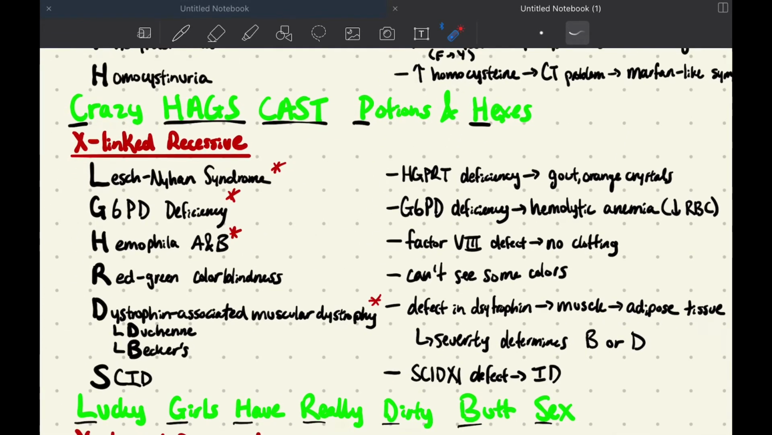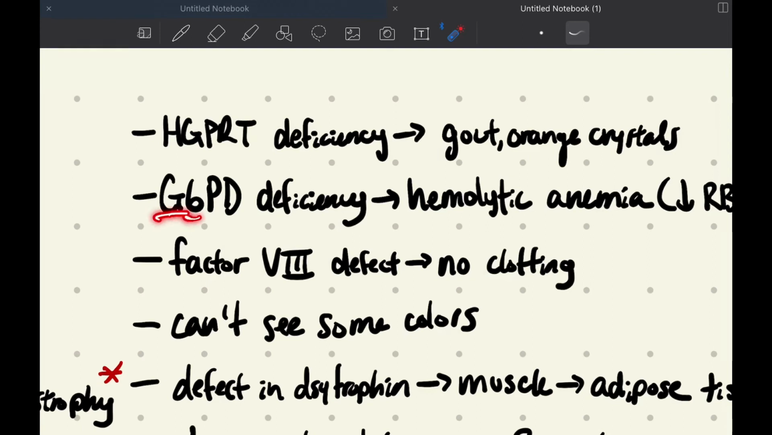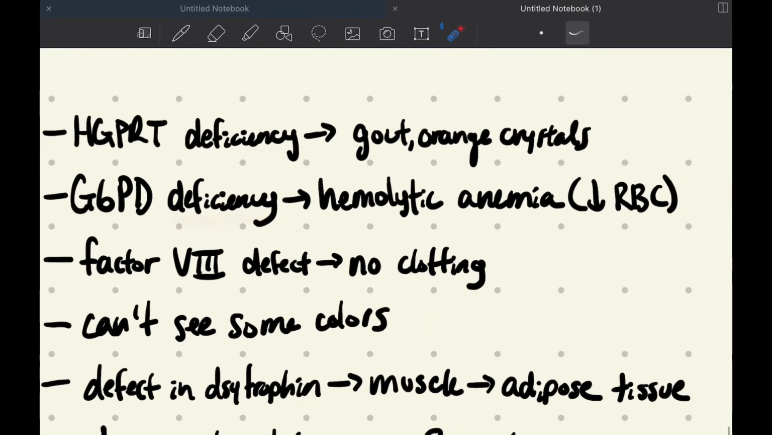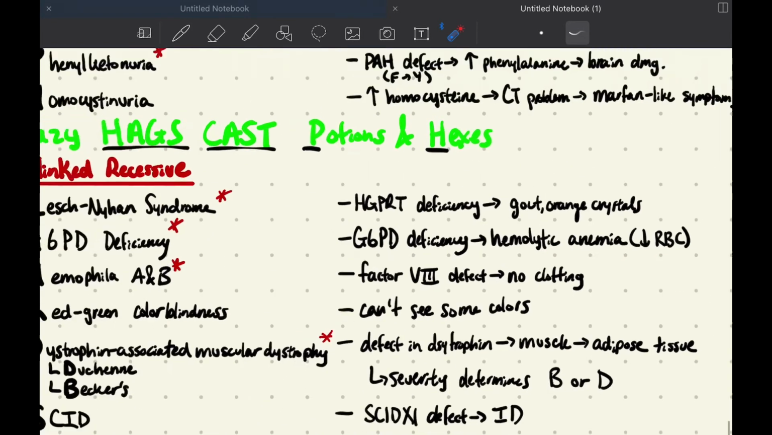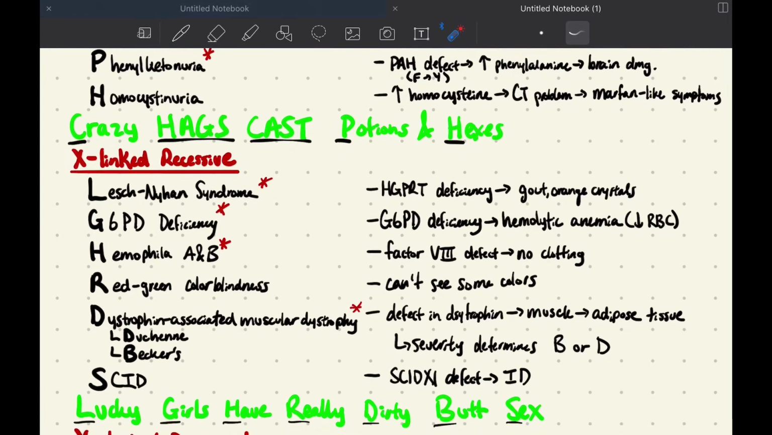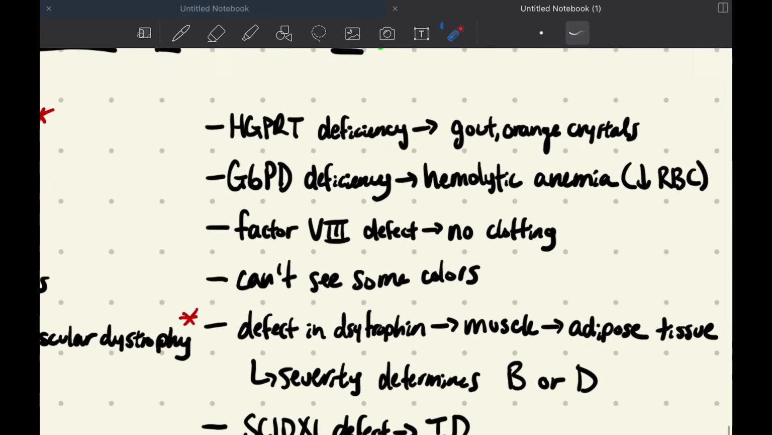And then you have your girls, that's going to correlate with your G6PD deficiency. That is your glucose 6 phosphate dehydrogenase deficiency. It's going to lead to a hemolytic anemia, which kills your red blood cells. So you have a decrease in red blood cells. That's very bad. And then for HAV, it's going to correlate with your hemophilia A and B.